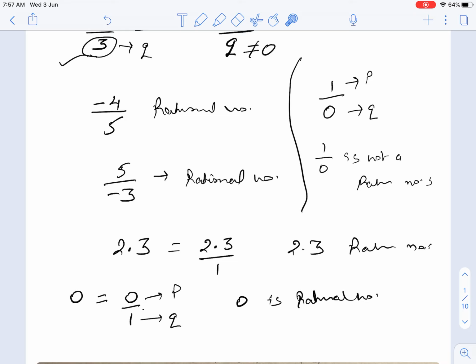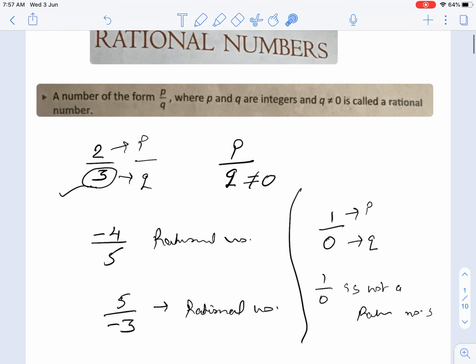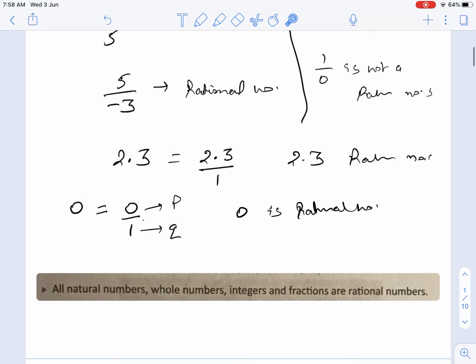So I think now it is clear to you what a rational number is. We have learned that a number of the form p upon q, where p and q are any integers and q is not equal to 0, is known as a rational number. Now let us look further.